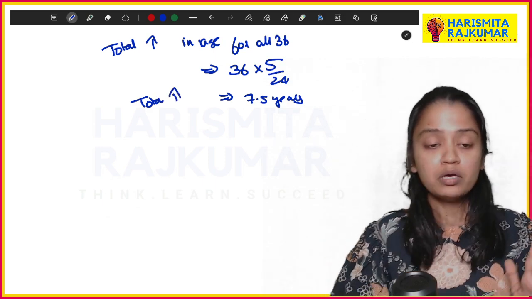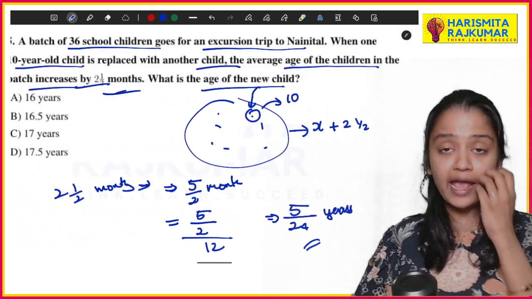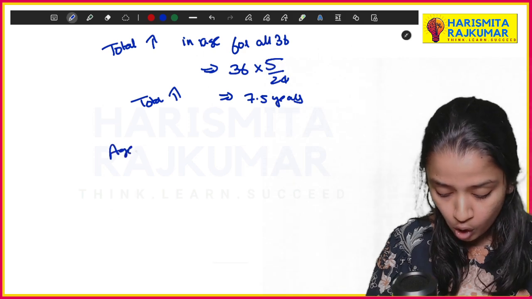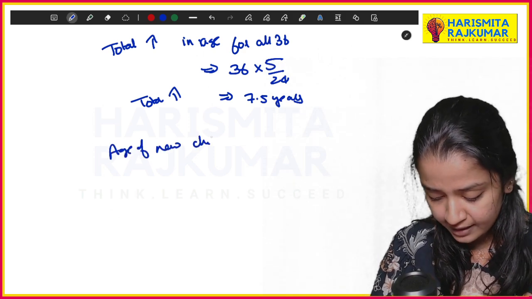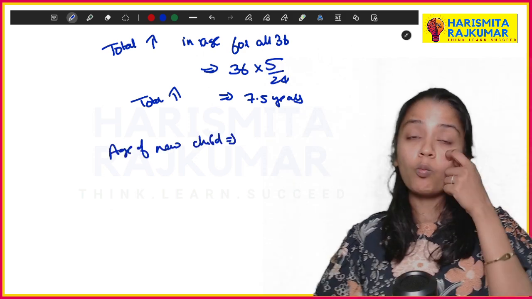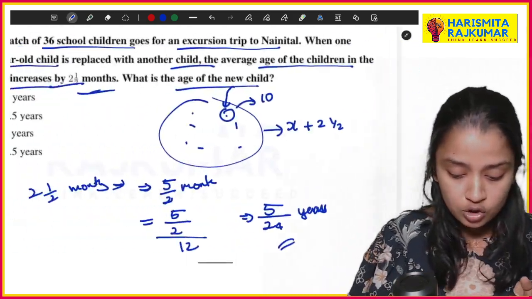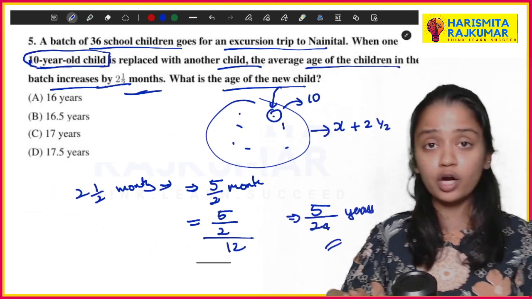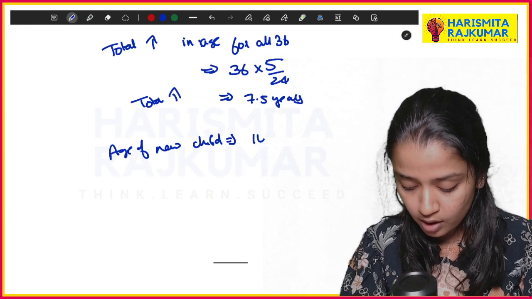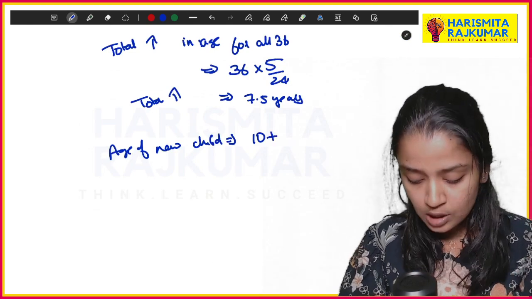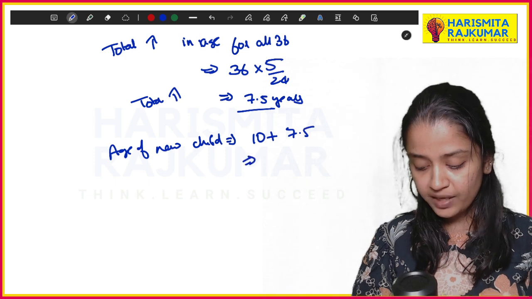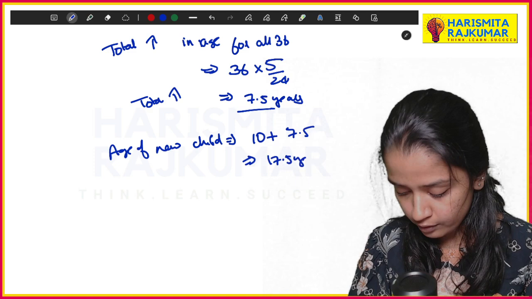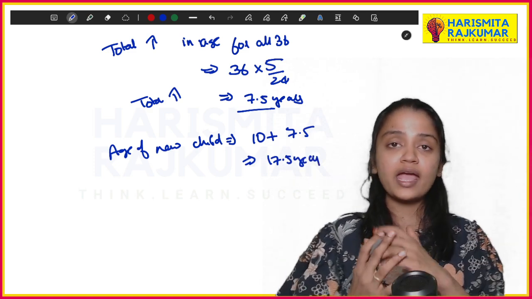Okay. Now since they asked for the age of the new child, which child got replaced? So the 10-year-old child got replaced, right? The 10-year-old child got replaced. So the 10-year-old child plus your total increase will be the age of your new child, which is 17.5 years.